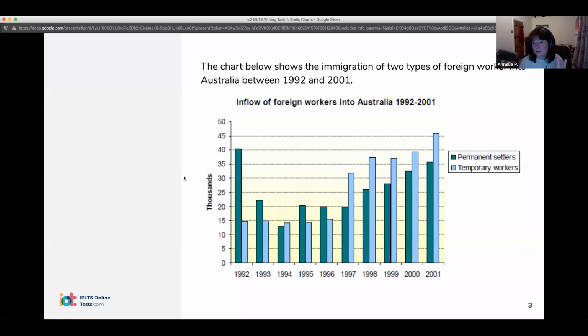There are some differences. The task 1 is completely different. The reading is a little bit different. The listening and the speaking are exactly the same. Yeah. Fantastic. Thanks for that overview, Annalie.